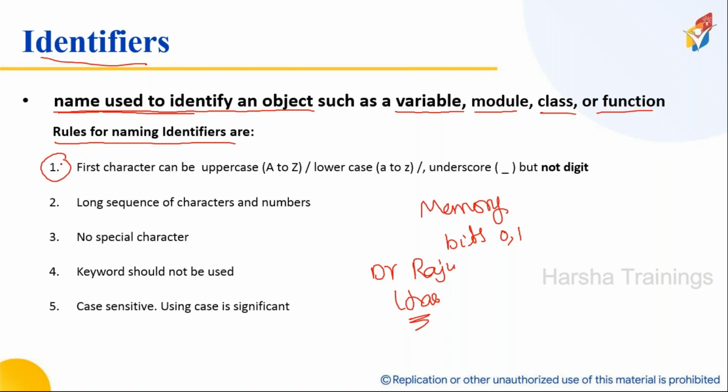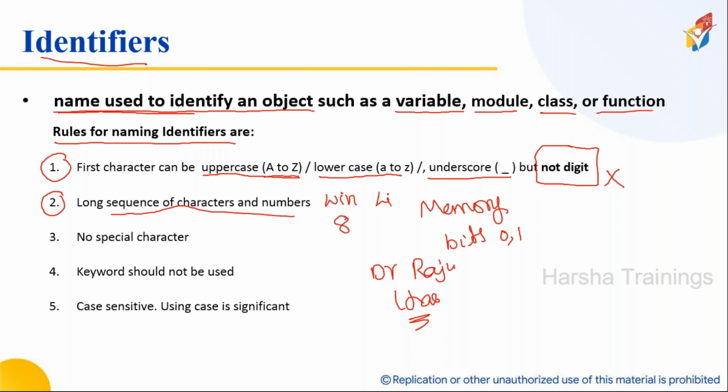The first and foremost rule is that you can use an uppercase character, from capital A to capital Z, as the first character, or you can use lowercase, or you can use an underscore. You should not start your identifier with a digit. It is not possible. The second rule is you can give any long sequence of characters. In Windows, we may give 8 characters length. In Linux, it will accept up to 64 characters. In Python, you can use even thousands of characters. But whatever names we give, they must be related to the code.